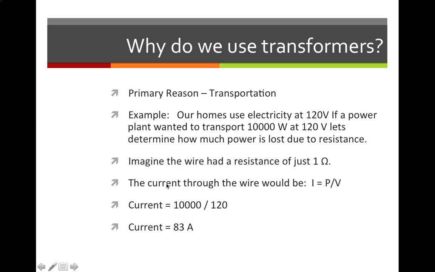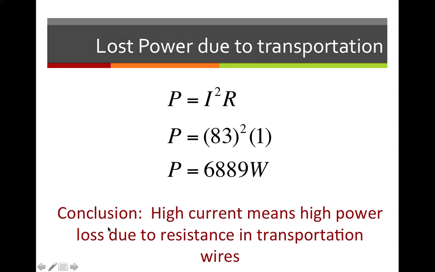So if we were going to figure out the current through our wire, and we knew we're making 10,000 watts at 120 volts, that would work out to about 83 amps of electrical current, which is a really high current, very deadly as well. But if we wanted to figure out how much lost power there was due to that 1 ohm resistance, it would work out to, of our 10,000 watts that we're sending, we'd lose almost 7,000 watts to just resistance in the electrical wire, which is clearly not acceptable, right?